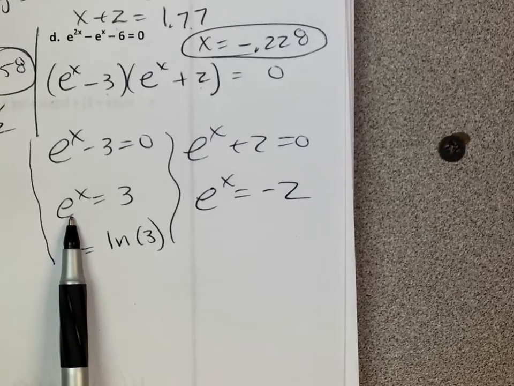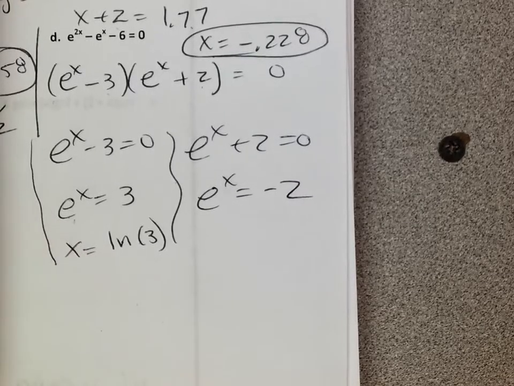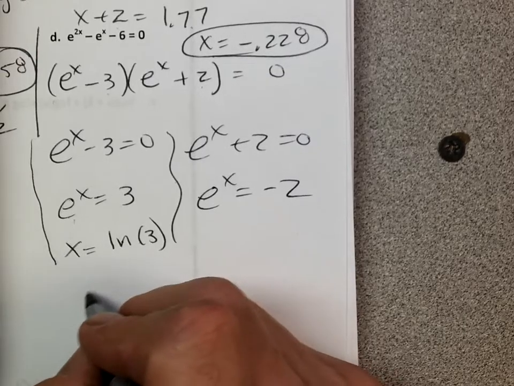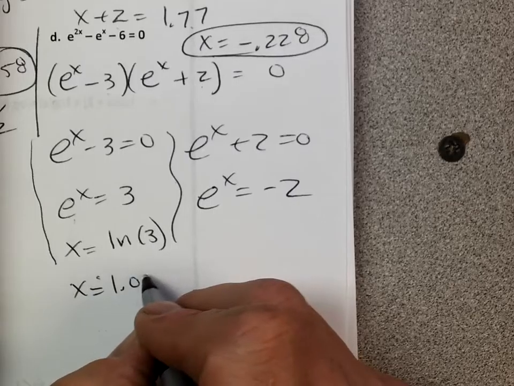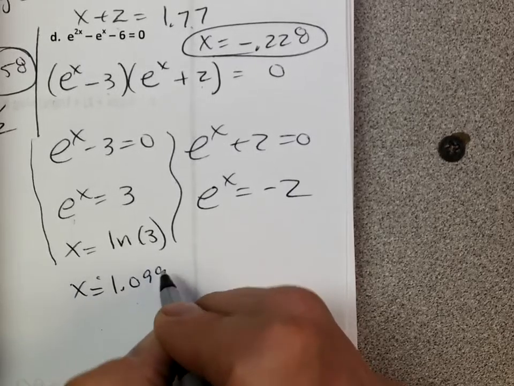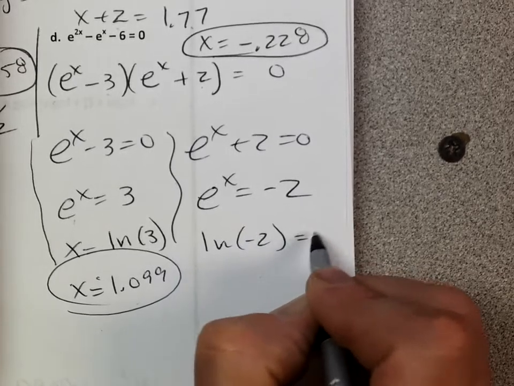The only difference is this is a natural log, right? Okay, and then I can take the natural log of 3, right? I could leave that answer, but what is the natural log of 3? ln 3 is approximately 1.099. And in this case, I'll take the ln of negative 2, okay?